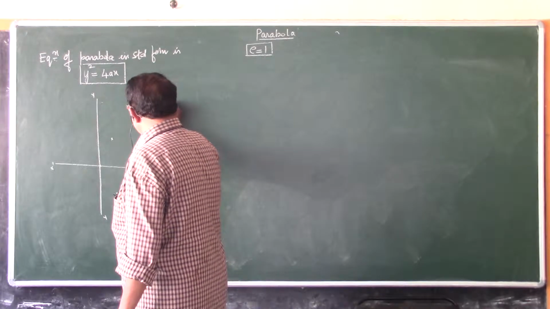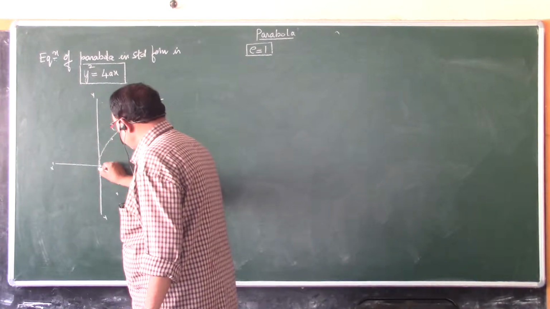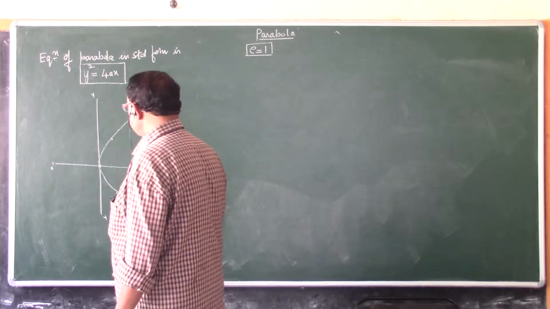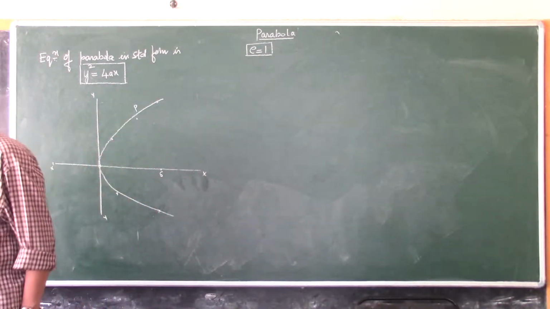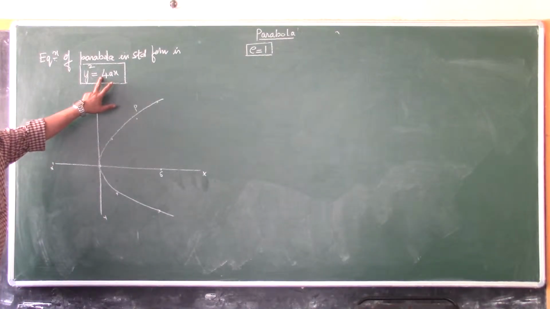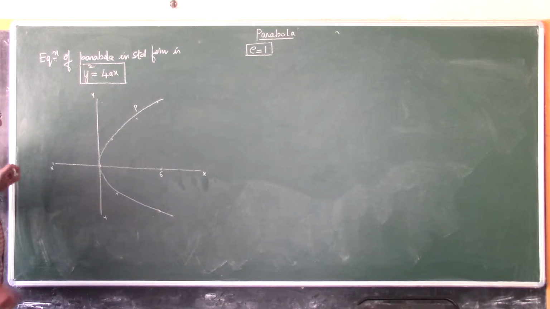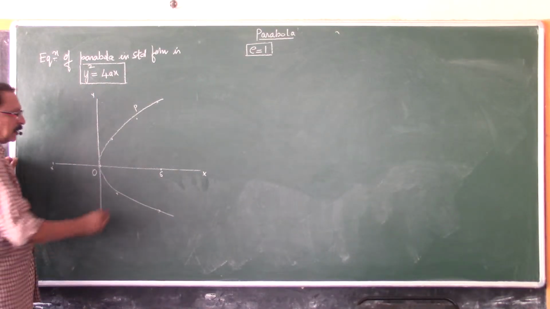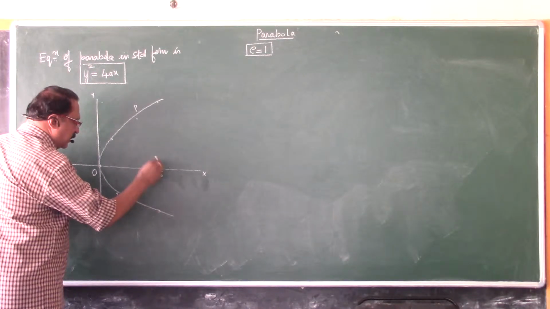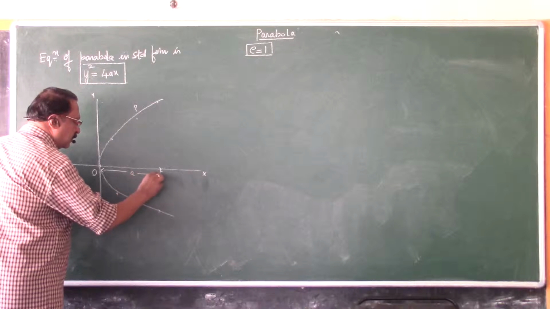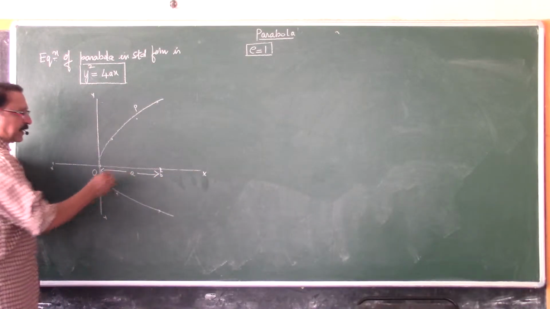So if you now trace all these points, we get a curve like this. This is the parabola in the standard form. Its equation is y square is equal to 4ax. This is the origin, and S is the fixed point. The distance between the fixed point and the origin is a.